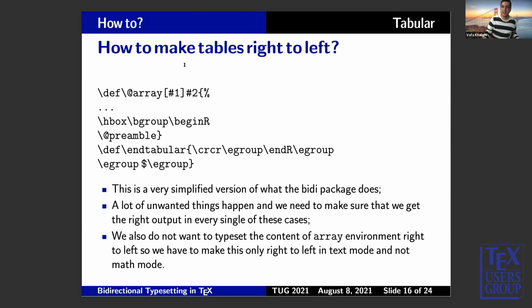Okay, so how do we make the tables right to left? This time, I'm not going to talk about every single package. The bidi package does this for every single package, but I'm going to just talk about the LaTeX kernel, not every other package, but the process is similar. So you look at the macro at array, and at the end and before at printable, you put an HBox, and inside that HBox, you put begin R. Obviously, you need to end the grouping of that HBox. So in end tabular, you just put end R and then a group.